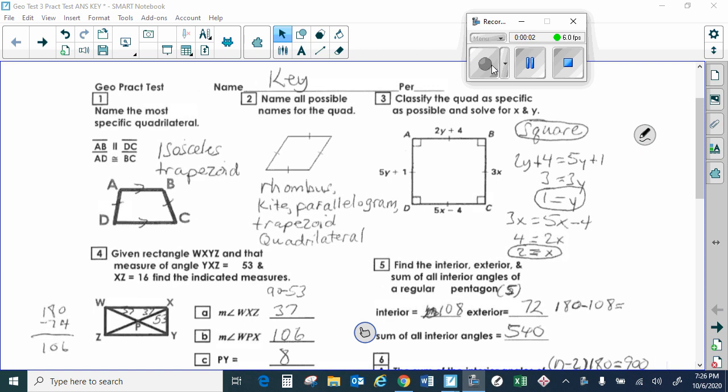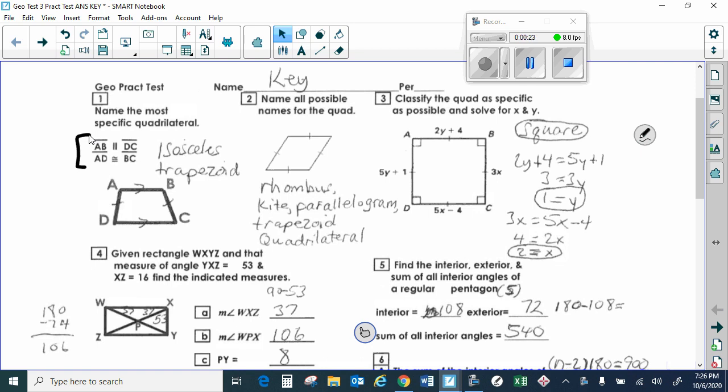Okay, students, let's go over the answer key to the third test here. So name the most specific quadrilateral. Notice they just give you the givens right here. We have AB is parallel to DC and AD is congruent to BC. So I put those markings on there.